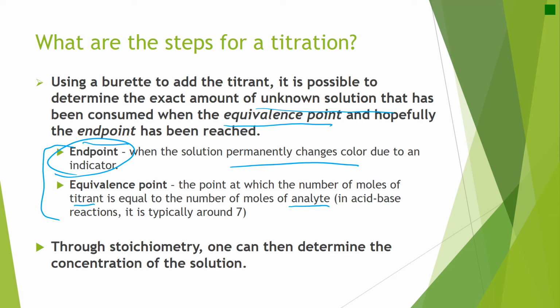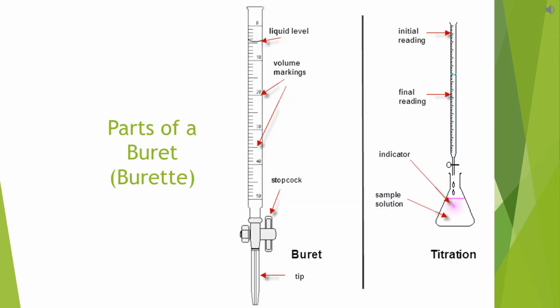So when does that occur? When your acids equal your bases, you're neutral, so your pH will be about 7. So what you're going to try to do is have your endpoint change at your equivalence point, so you know that the pH changes at about 7. Okay, and then through stoich, you can just determine the concentration of the solutions. And that's what we've been doing through our solution stoichiometry.